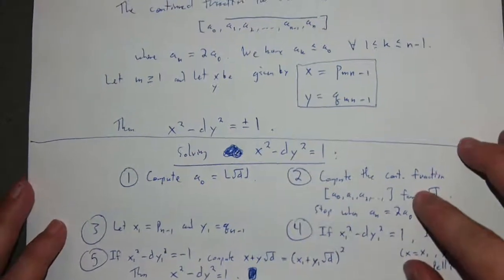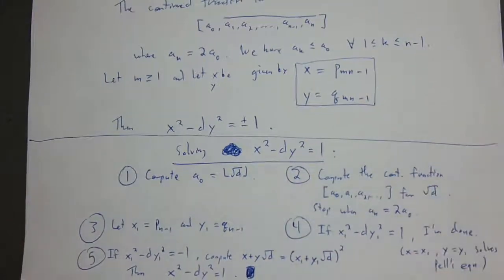So this gives you another way of solving Pell's equation using continued fractions.